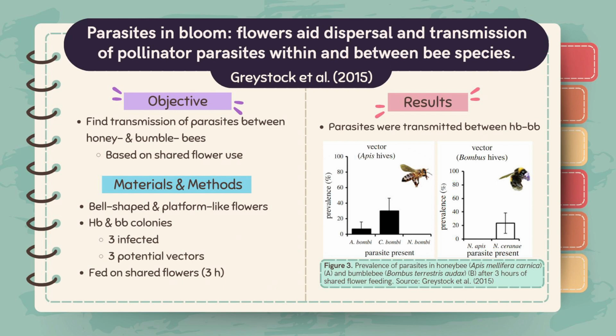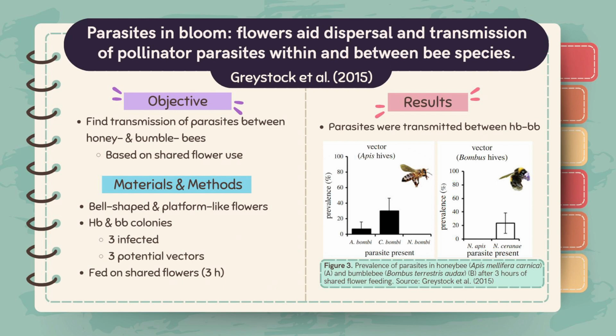To do so, they used 2 types of flowers, one bell-shaped and the other resembling a platform. 3 colonies of honeybees and bumblebees were each infected with parasites that the other species didn't have. The honeybees had Nosema apis and N. ceranae. Only N. ceranae is able to infect bumblebees. The bumblebees had A. bombi, C. bombi, and Nosema bombi. A. bombi is the only parasite that has been observed to affect bumblebees.